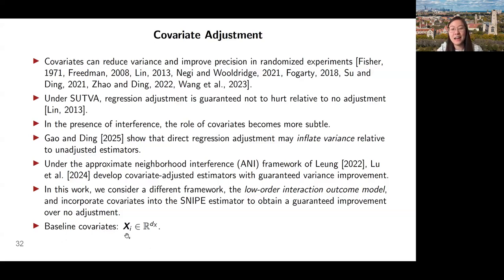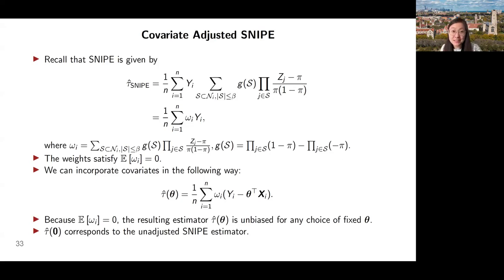And a bit of notation: let xi be our baseline covariates. Okay, so what do we do? Recall that the SNIPE estimator takes the form of a weighted average of the outcome yi. I denote this weight by omega i, and omega takes this complicated form. But really the thing that we need to know is that this weight omega i has the nice property that its expectation is zero. So then we could incorporate covariates in a very simple way. Instead of taking the weighted average of the yi, we take a weighted average of the yi minus zeta transpose xi. The good thing about this form is that because the expectation of omega i is zero, for whatever fixed zeta you pick, the whole thing is still going to be unbiased for the total treatment effect that we care about. And in particular, if we take zeta to be zero, this corresponds to the unadjusted SNIPE estimator.